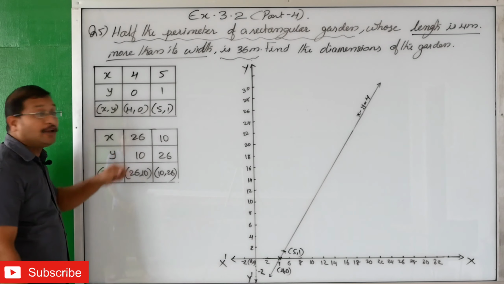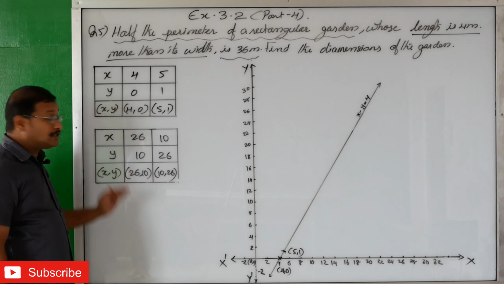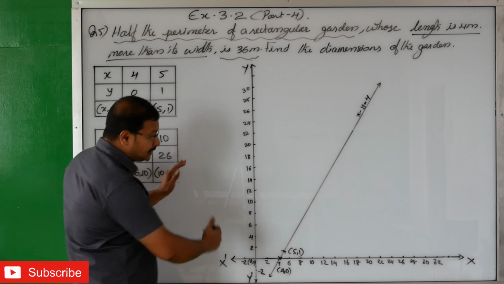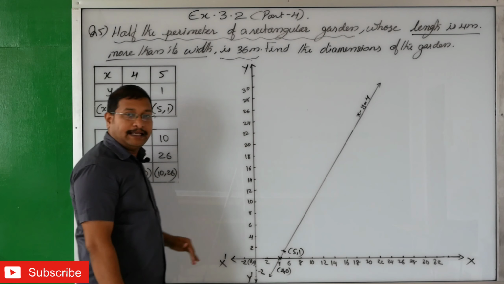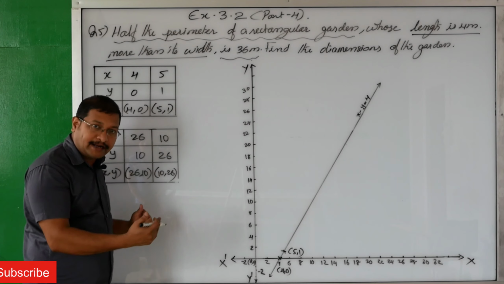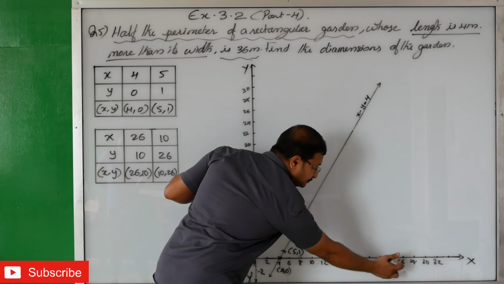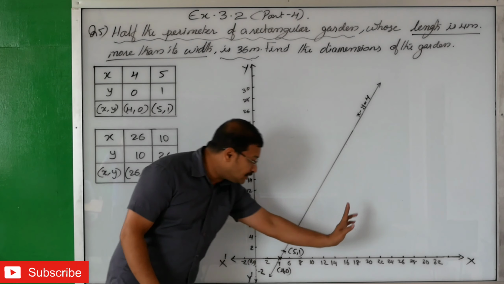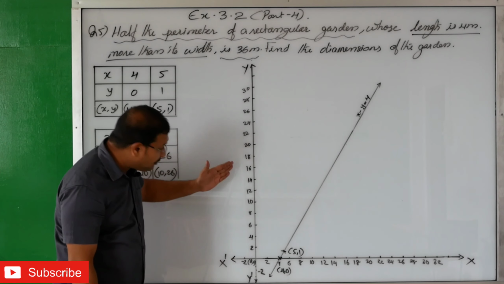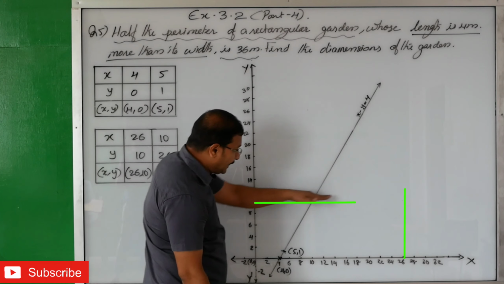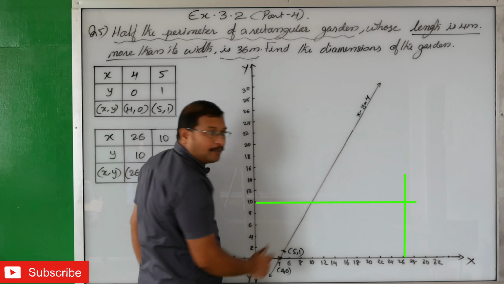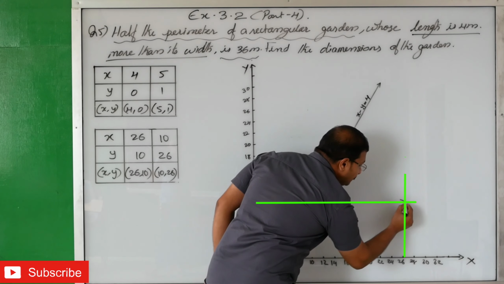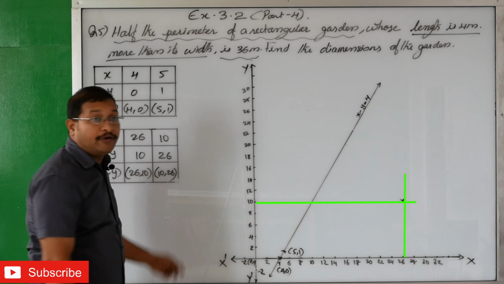That is x equal 26, y equals 10. X equal 26 means right side. After that, y equals 10. Y equal 10 means upside. See this 10 and 26 joining place. This is the point. What you will write? 26, 10.